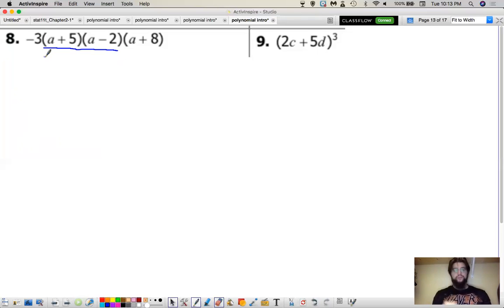Pick 2. Go 2 at a time. You can't do it all at once. So I'm going to multiply these 2 together. I'm going to copy everything else down. And I like to stick it in a big old set of brackets because that'll help me remember that I've still got other junk out here. A times a squared. A times -2, -2a. 5 times a, 5a. 5 times -2, -10. Close that bracket. And so that's this thing.